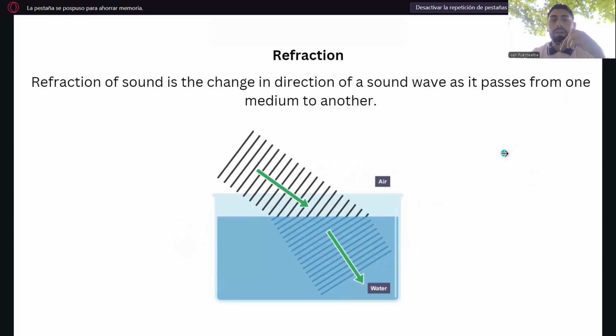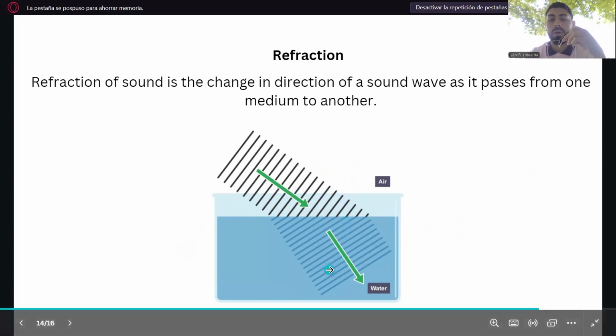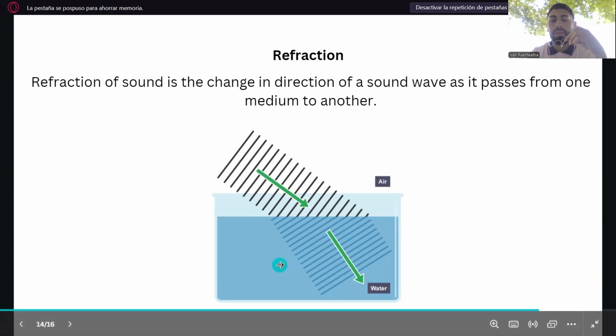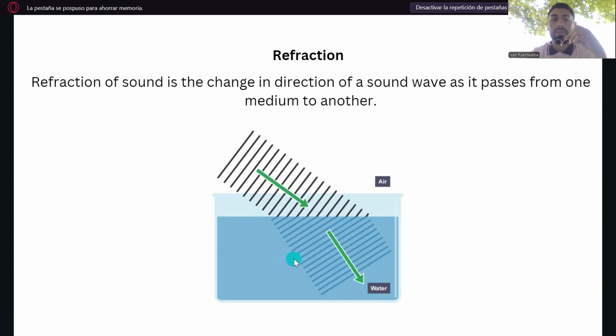The next one is the refraction. The refraction of sound is the change in direction of a sound wave as it passes from one medium to another. In this case, we have two mediums. The first one is air, and the second is water. When the wave passes from one to the other, the speed of propagation changes, and that produces a change in the direction of the propagation.